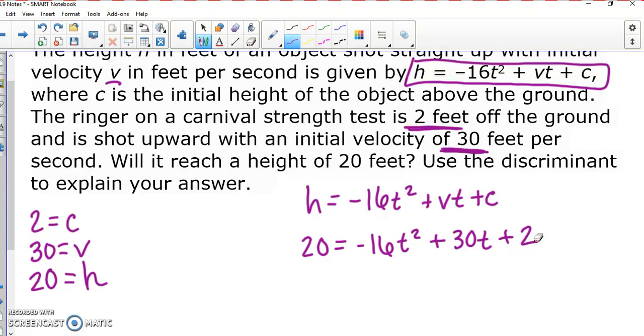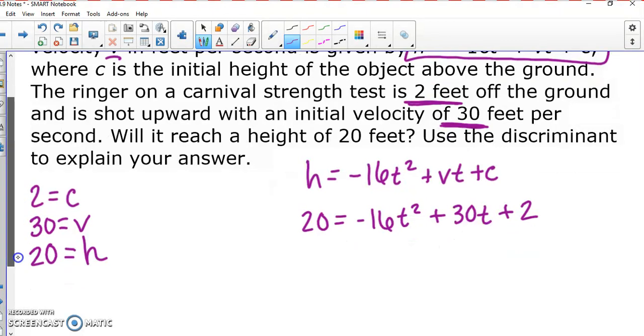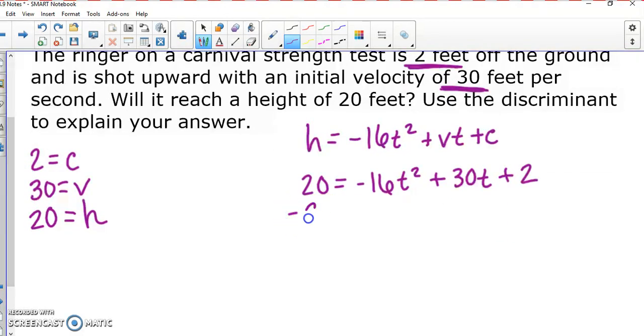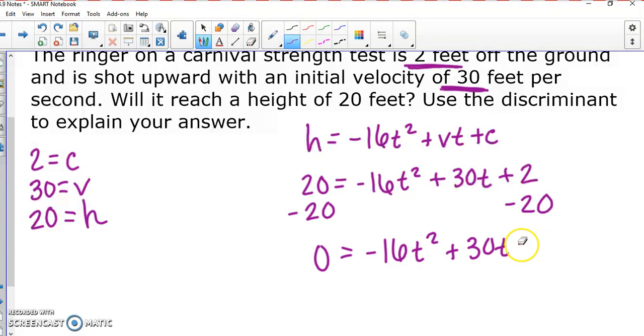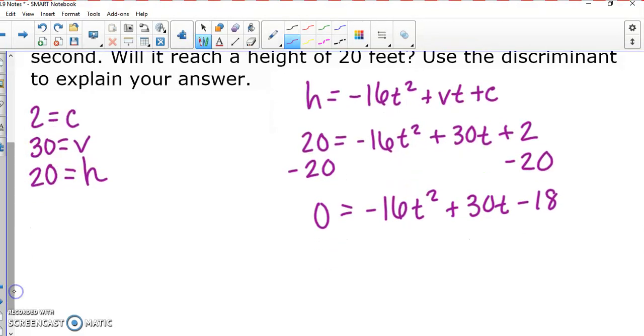Okay, and then once I've got that, I am ready to solve. So remember, I need to get it so it's equal to 0, just like on those other problems. So to do that, I'm going to subtract 20 from both sides so that I can have 0 over here. So I'll have negative 16t squared plus 30t, and then 2 minus 20 is a negative 18. So there's my equation now, and so now I'm ready to go ahead and solve since it's set equal to 0 now. So in order to solve, since I'm just going to find out if it's ever going to reach 20 feet, I don't need to know when. So you could find t if you really wanted to, but you could actually use just the discriminant like they said up here. So I'm going to just use the discriminant.